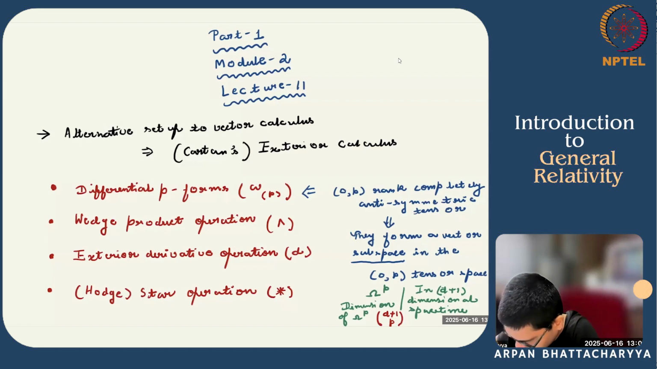Now, in the previous lecture, we introduced the differential p-forms as completely antisymmetric (0,p) rank tensors, and they form a vector subspace in the tensor space of (0,p) rank tensors. We denote that subspace by this capital Omega superscript p, and in d+1 dimensional spacetime, the dimension of this Omega^p is given by this binomial coefficient, d+1 choose p.